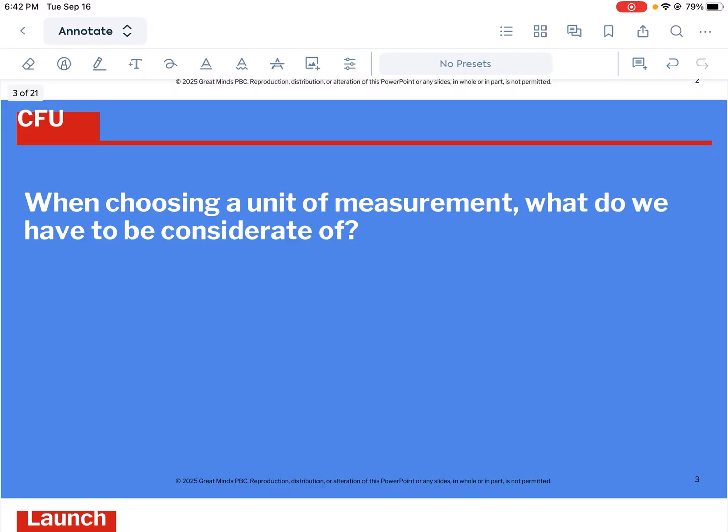When choosing a unit of measurement, what do we have to be considerate of? This is more so a question for you to think about, but I will give you at least 1 or 2 answers just so you can have a little track to follow. I would definitely be considerate of how small is the unit that I'm working with, and then how much larger do I need to make it in order to make it convenient to be able to solve and perform mathematics with.